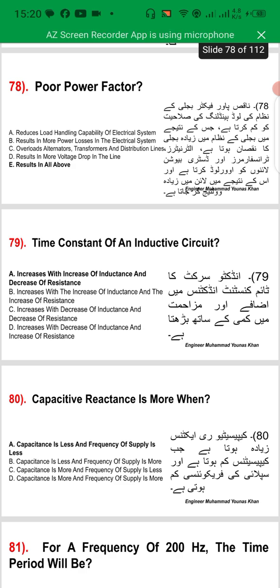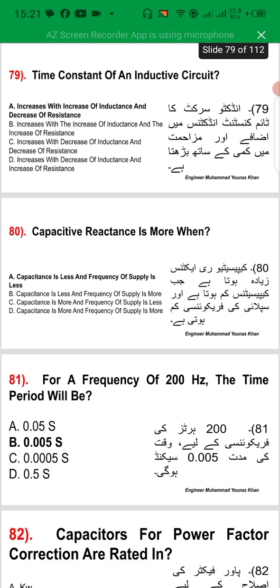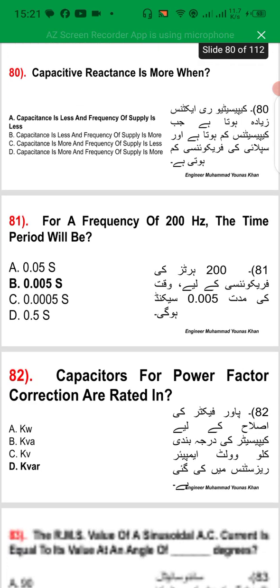Poor power factor results in all of the above: reduced load handling capability of the electrical system, more power losses in the electrical system, and overloaded alternators, transformers and distribution lines, which results in more voltage drop in the line. The time constant of an inductive circuit increases with an increase of inductance and a decrease of resistance.